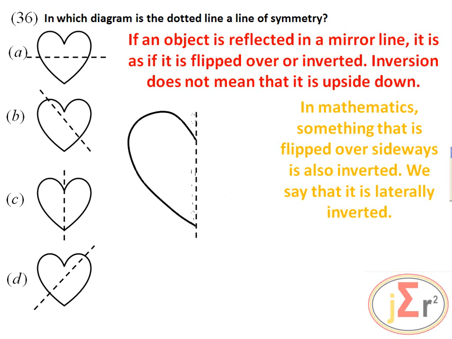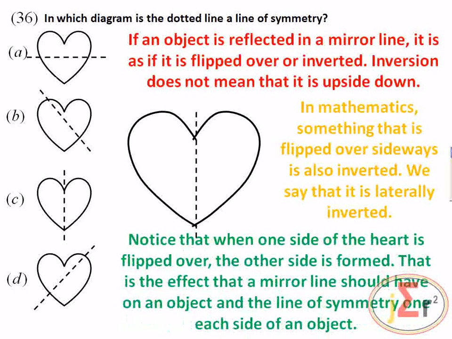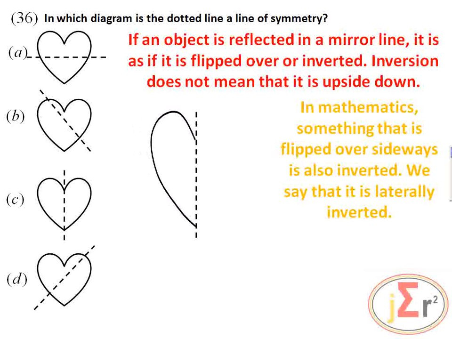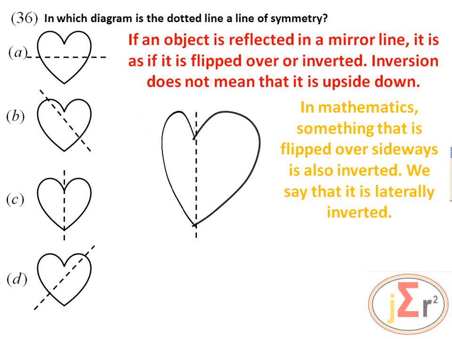So, what do we notice? One half is flipped to the right side and flipped to the left side, and we have the entire object generated. Do you see that, Jerry? Yes. Okay. Notice that when one side of the heart is flipped over, the other side is formed. That is the effect that a mirror line should have on an object, and the line of symmetry on each side of an object. So notice it may form one side and then the other side, and then the entire object is formed.